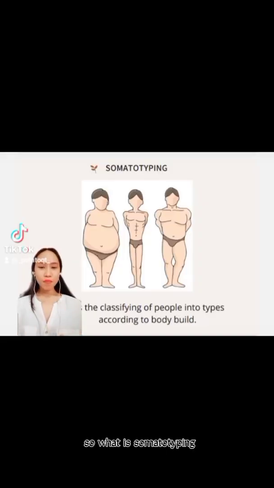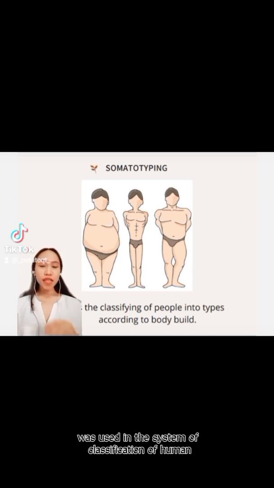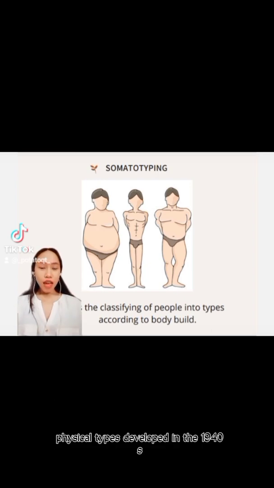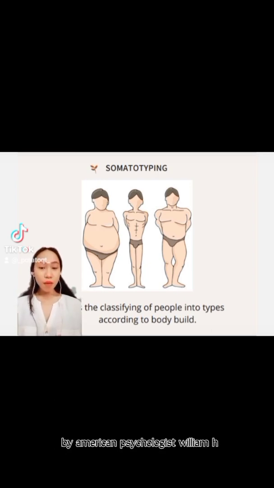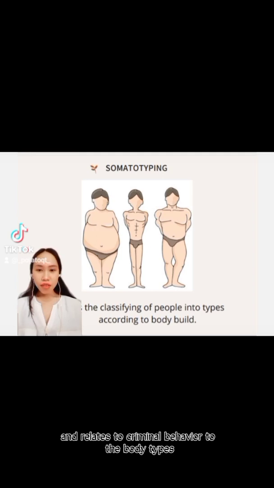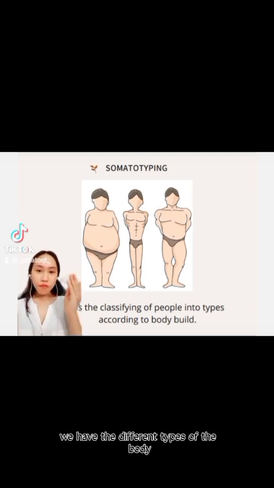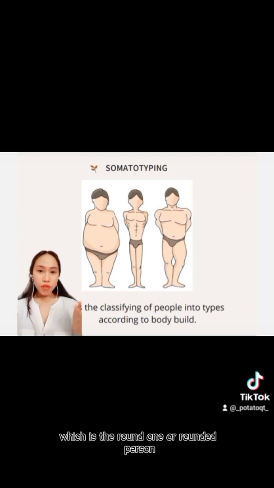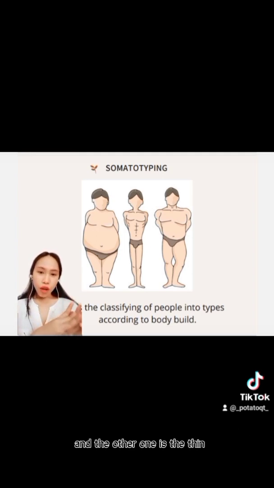So what is somatotyping? The term somatotype was used in the system of classification of human physical types developed in the 1940s by American psychologist William H. Sheldon. Somatotype theory relates distinctive types of personality characteristics and criminal behavior to body types. As you can see in the picture, we have different types of body: the rounded one, the thin, and the muscular one.